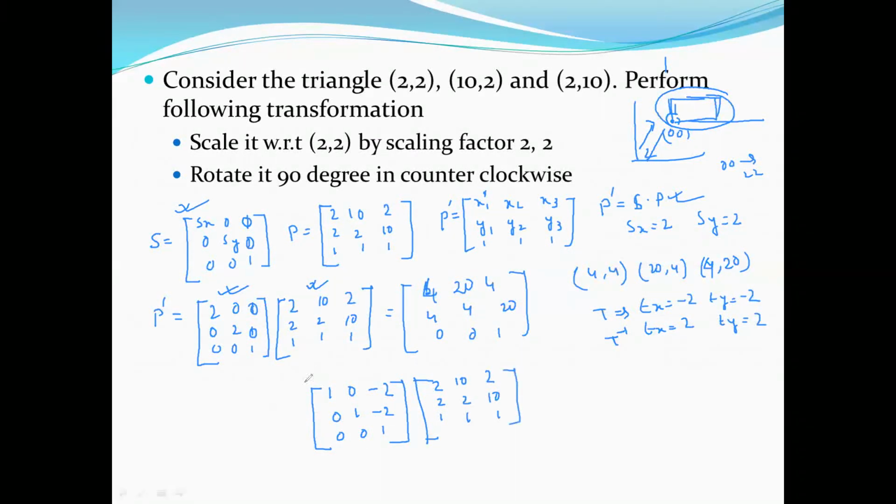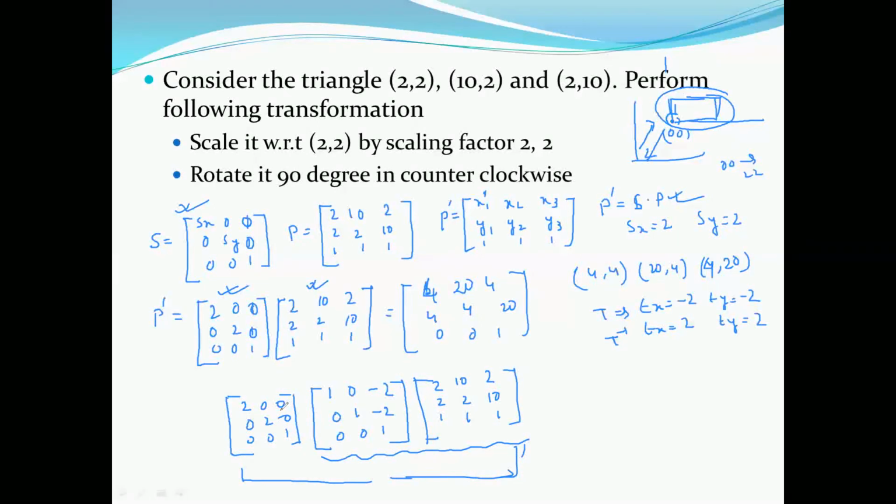After performing the translation, whatever result you get, you have to perform the scaling operation on it. So we have to write down the scaling matrix. Our scaling matrix is nothing but 2, 0, 0, 0, 2, 0, and 0, 0, 1. After doing the translation and the scaling, we have to perform the reverse translation.